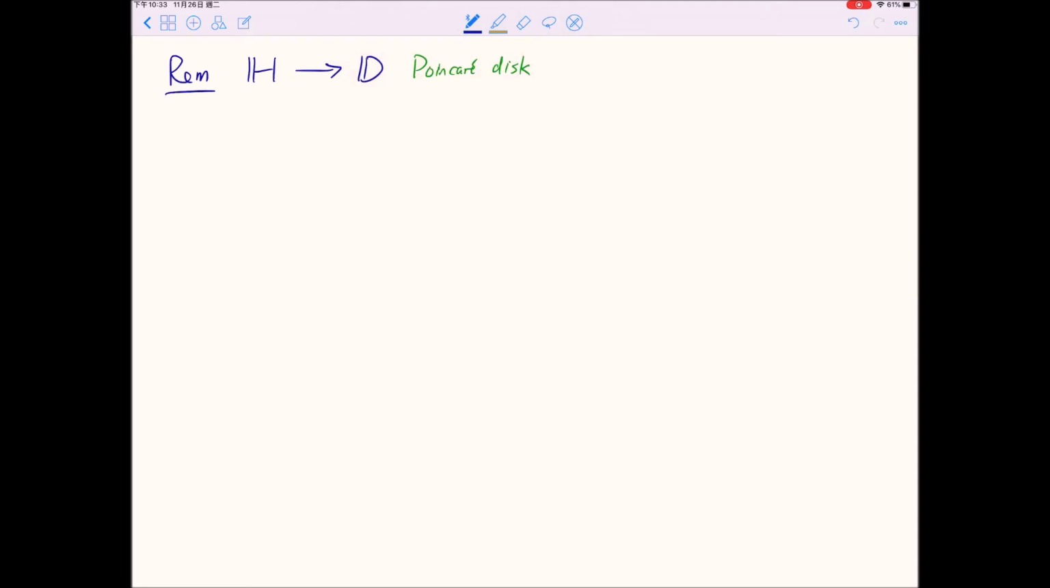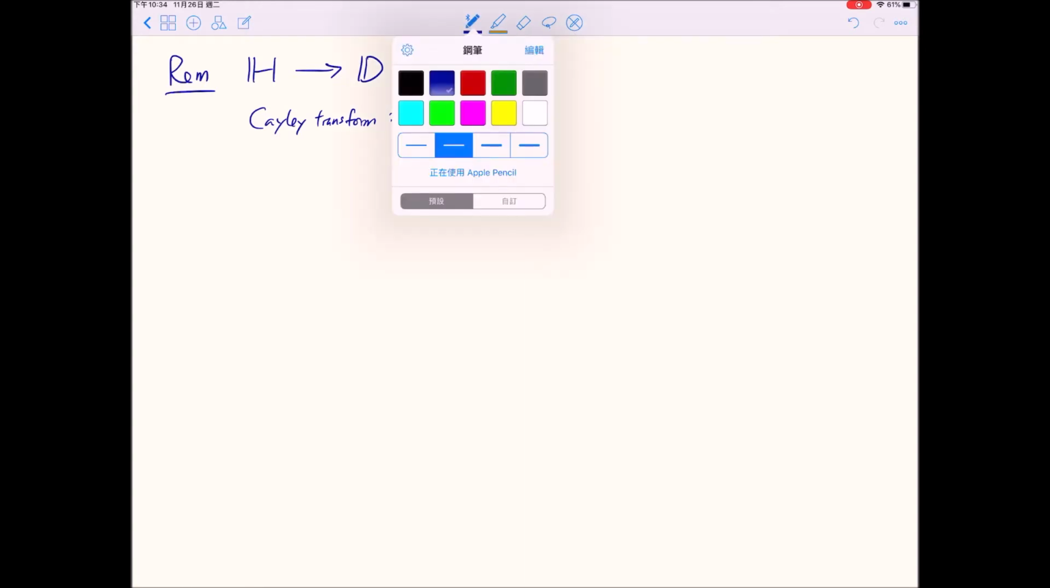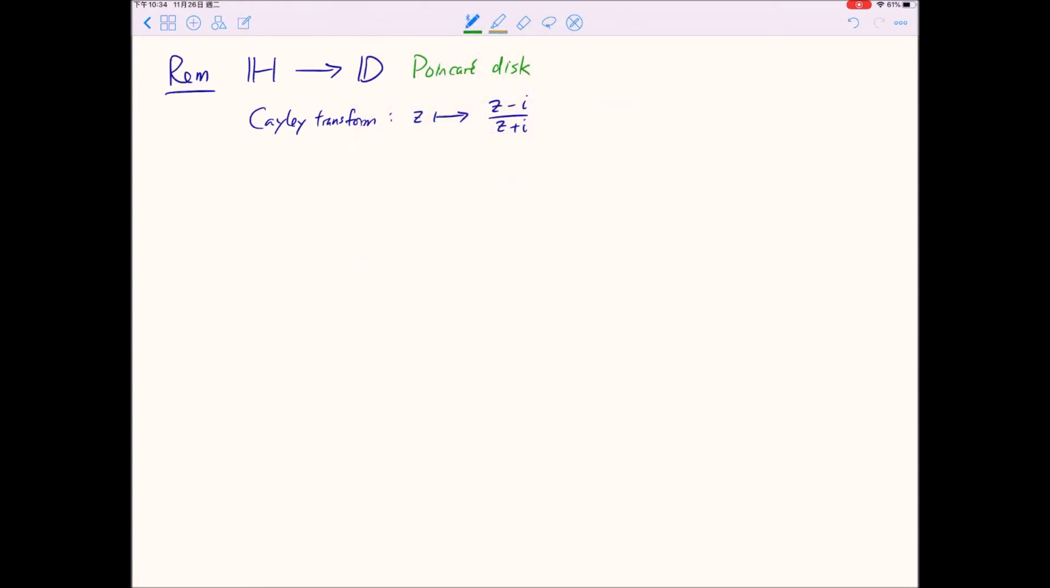So here, this is the Cayley transform, mapping a point z on the upper half plane to a point on the unit disk given by (z minus the complex number i) over (z plus the complex number i). So in particular, this map will provide a hyperbolic metric on the unit disk given by the following formula.